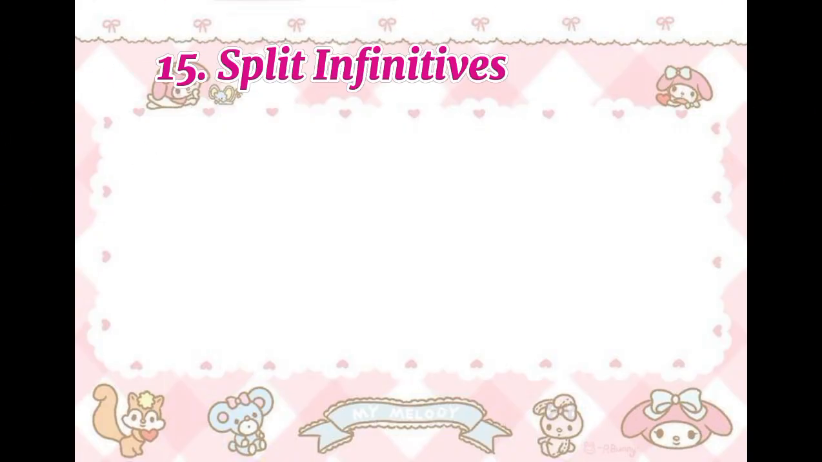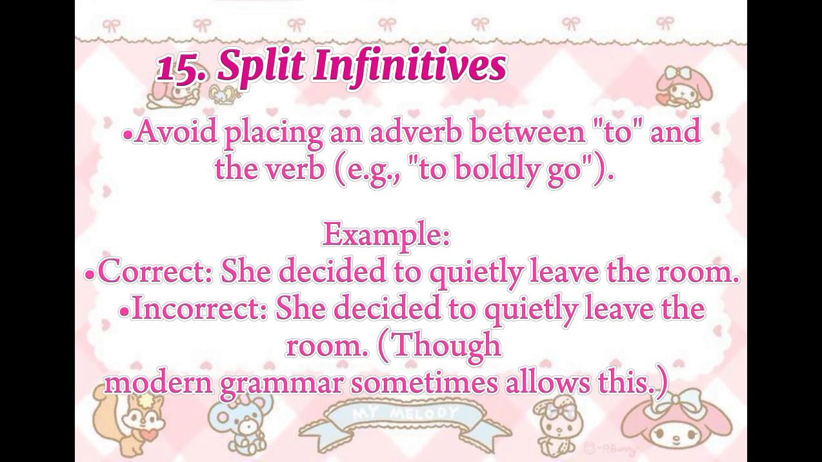The 15th rule is the split infinitives, meaning avoid placing an adverb between to and the verb. Example, to boldly go. For example, the correct sentence is she decided to quietly leave the room. The incorrect sentence is she decided to quietly leave the room. Though modern grammar sometimes allows this.